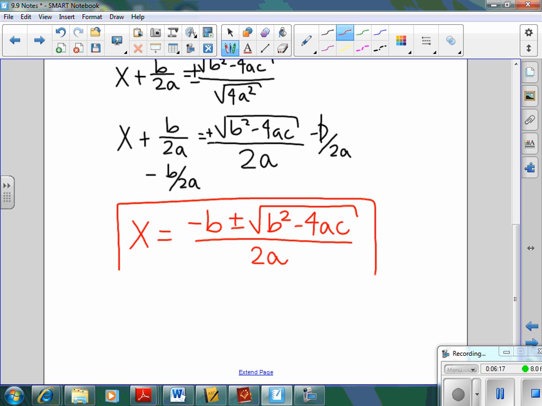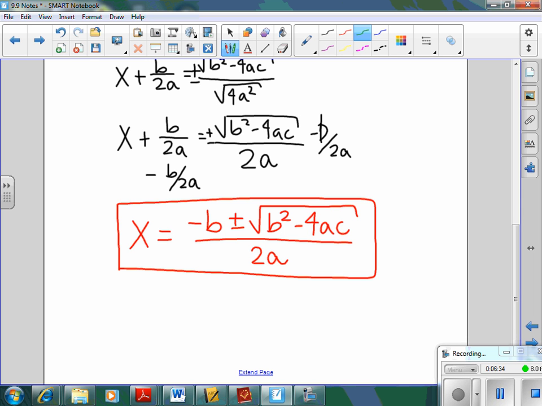I know it took a lot to get, but now you know this just isn't something we made up. You know where this came from. If you complete the square with these mystery values, you end up with negative b plus or minus the square root of b squared minus 4ac, all divided by 2a.